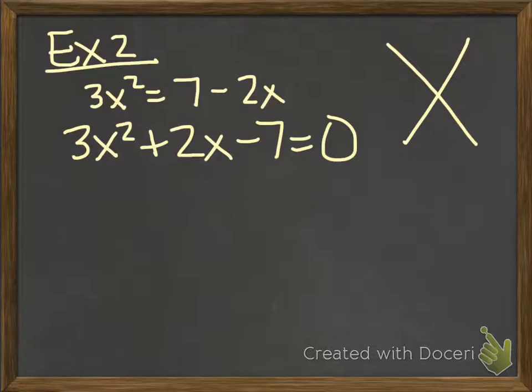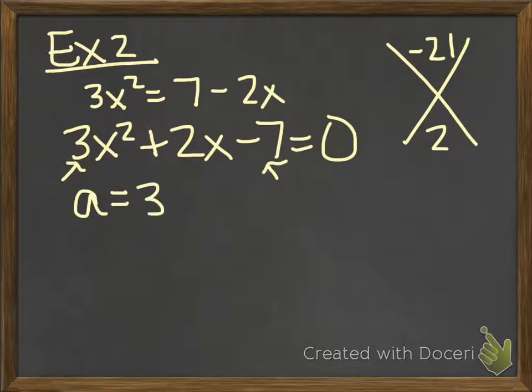And then you're going to do 3 times negative 7, which is negative 21, on the top of the diamond, and positive 2. And there's no way we can do that because 7 times 3 is 21, and 1 times 21 is 21. There's no way we can make that equal 2. Okay, so then you're going to use the quadratic formula. In this problem, the a is the number in front of the x squared, that's 3. The b is the number in front of the x, that's 2. And the c is the last number, the constant, which is negative 7.